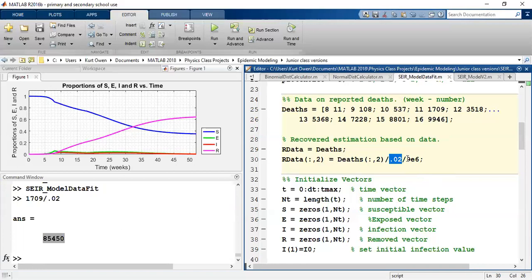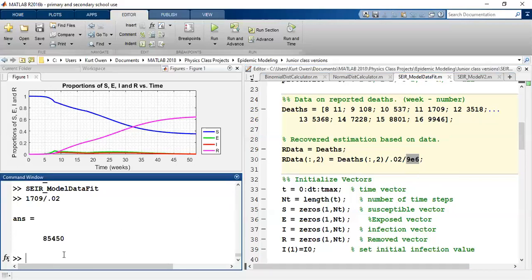Now, the next thing that happens is we divide by 9E6. 9E6 is another way to say 9 million. That's my second assumption, that 9 million is the population of New Jersey. It's more like 8,800,000 and some thousand, but we're close enough to 9 million that we'll use that number. All of the data in our chart is based on proportions.